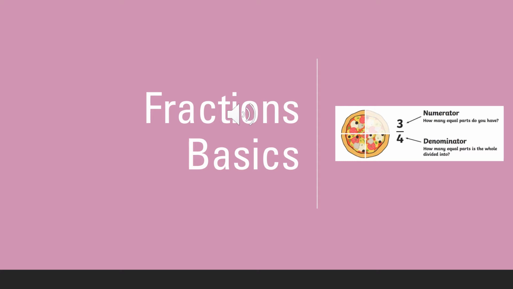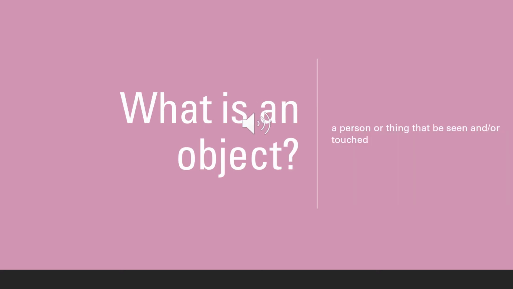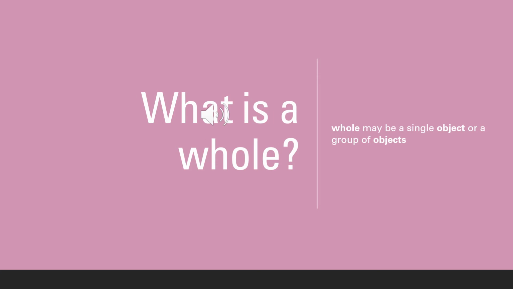If you're still having trouble understanding this, let me try to explain what an object and what a whole is. An object is simply a person or a thing that can be seen and touched. When we talk about fractions, we are mainly dealing with real objects. Let me show you another example. A whole is simply a single object or a group of objects. Let me make this very clear.